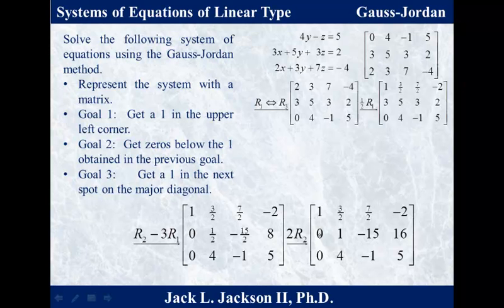2 times 0 is 0. We don't want to mess that up. Whatever we do, we don't want to mess up these 2 zeros and this 1, because we worked hard to get that.